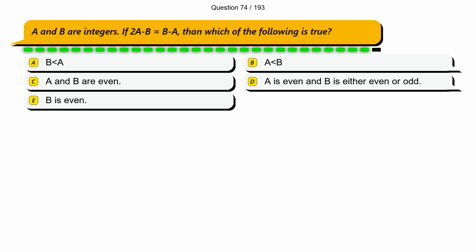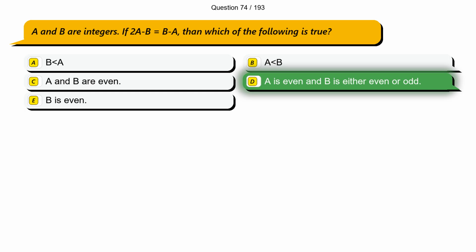Question 74. A and b are integers. If 2^a·b equals b^a, then which of the following is true? Option A, b less than a. Option B, a less than b. Option C, a and b are even. Option D, a is even and b is either even or odd. Option E, b is even.